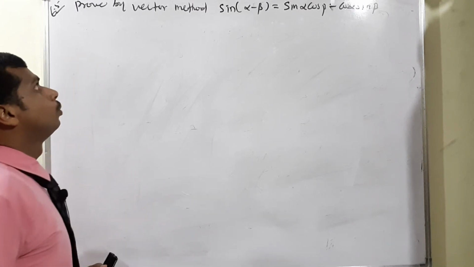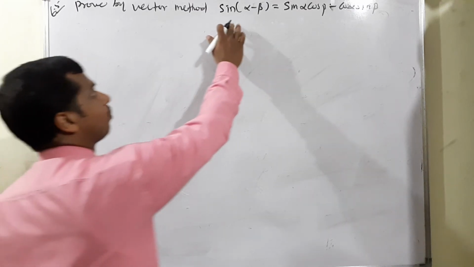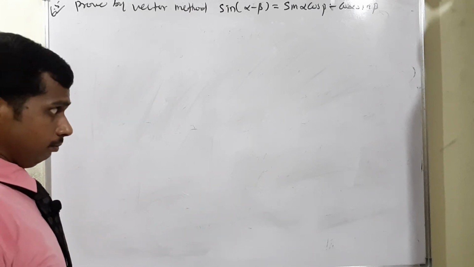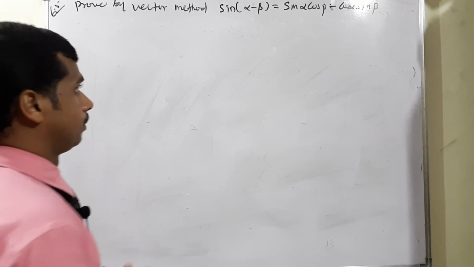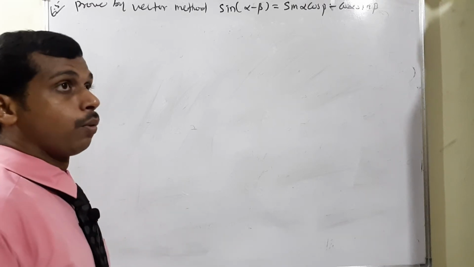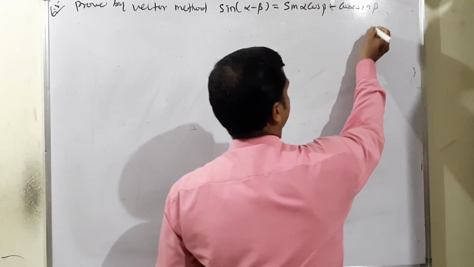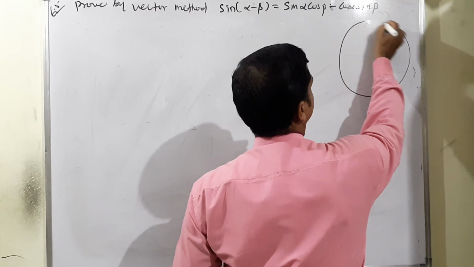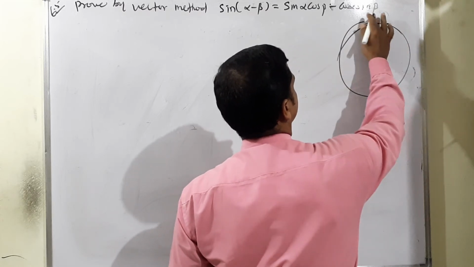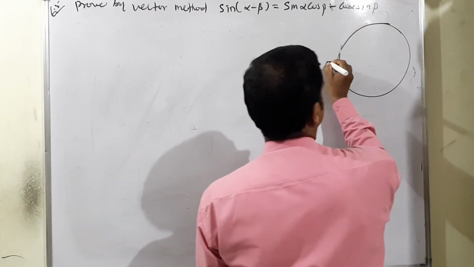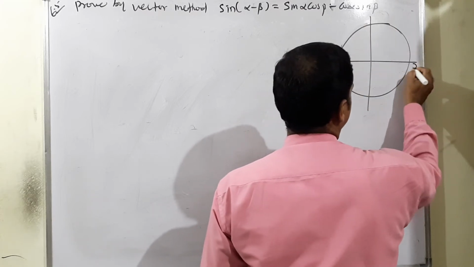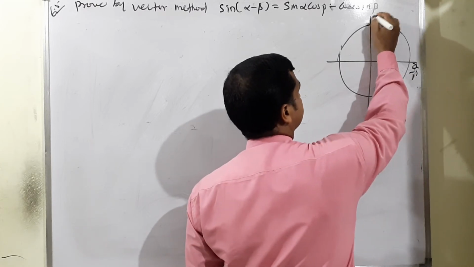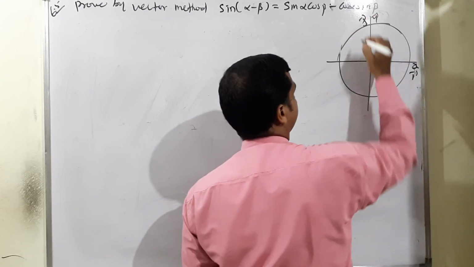Example 6.5. Prove by the vector method that sin of alpha minus beta is equal to sin alpha cos beta minus cos alpha sin beta. The same concept as example 6.3. Okay. First you have to consider a unit circle. So the x-axis, what did I say already? This is the i vector. The y-axis we consider as the j vector, isn't it?